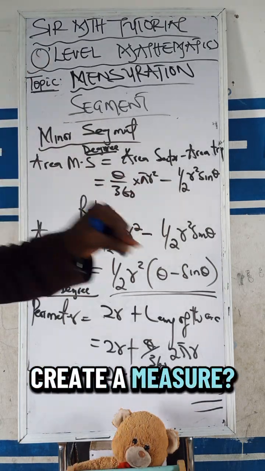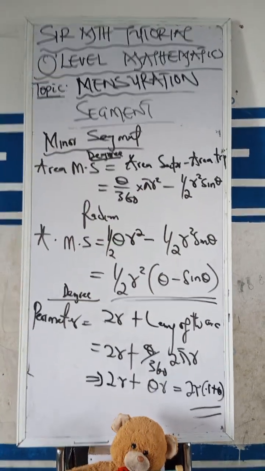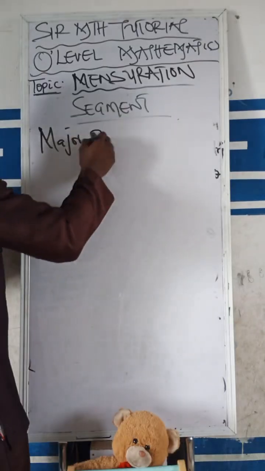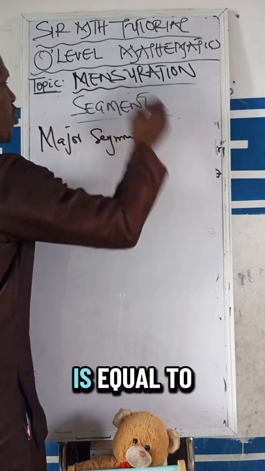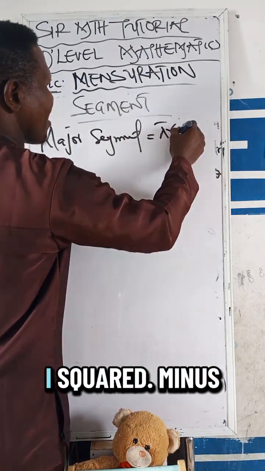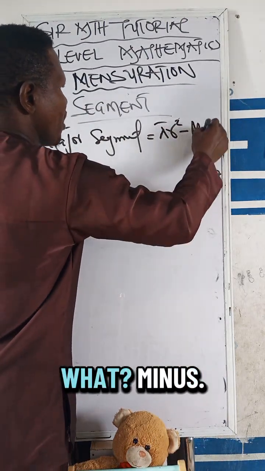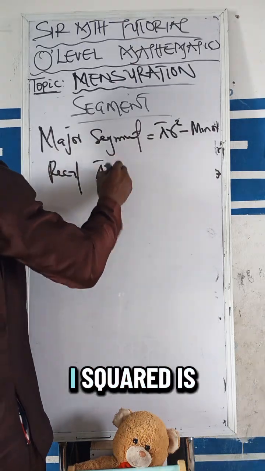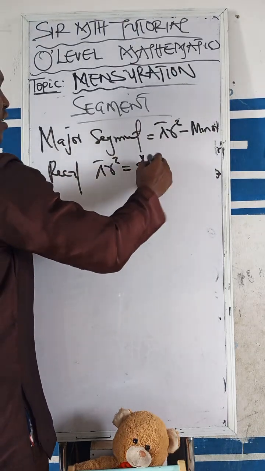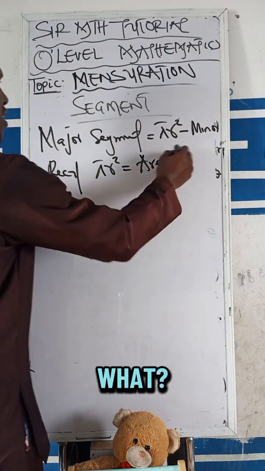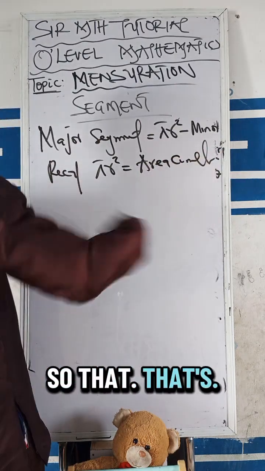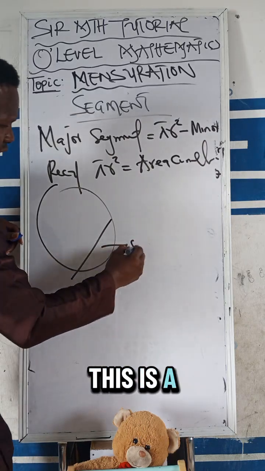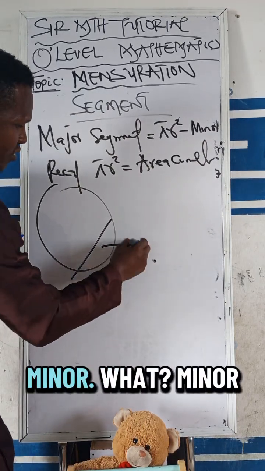If you want to calculate the major segment, how do you do that? The major segment is equal to pi r squared minus the minor segment. Recall that pi r squared is the total area of a circle. This is the circle, and here is the segment, the minor segment.